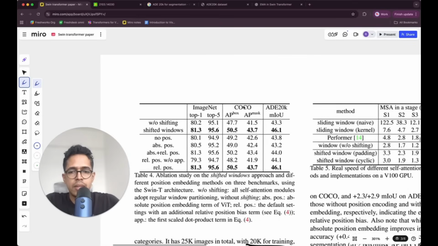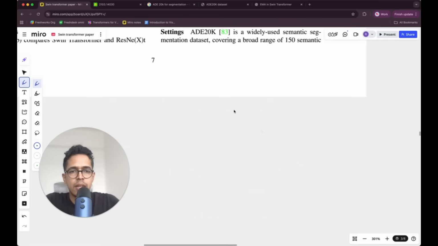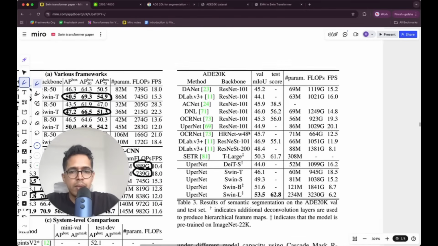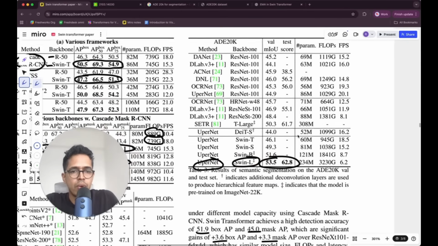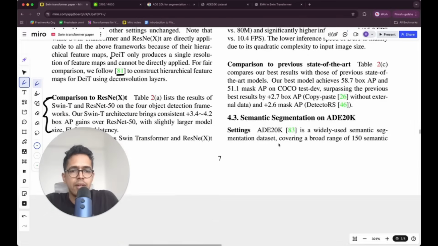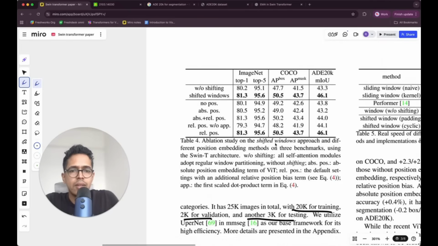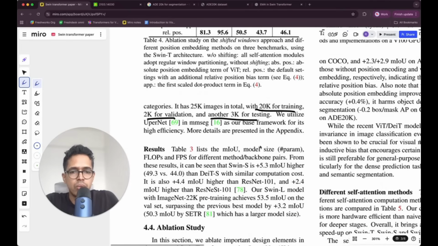Where is table 3? This is table 4 and 5. This is table 3. Here you can see that the best performing model is the UperNet framework and Swin Large model. It achieves the best mean IoU score for validation and testing. Anyways, that's the main conclusion. We don't have to go through the details right now.